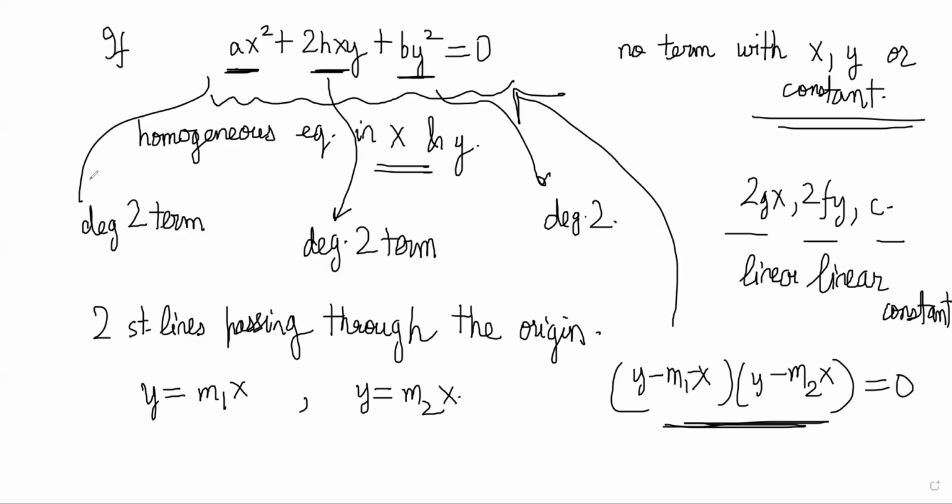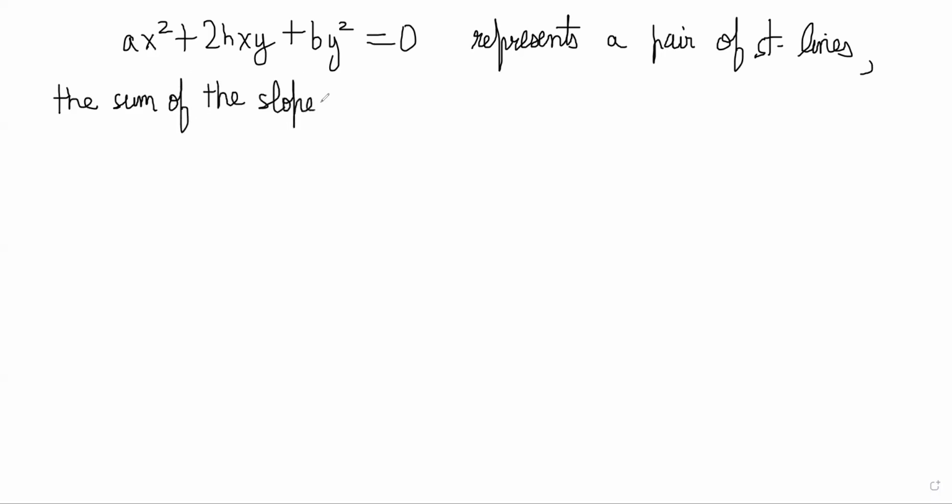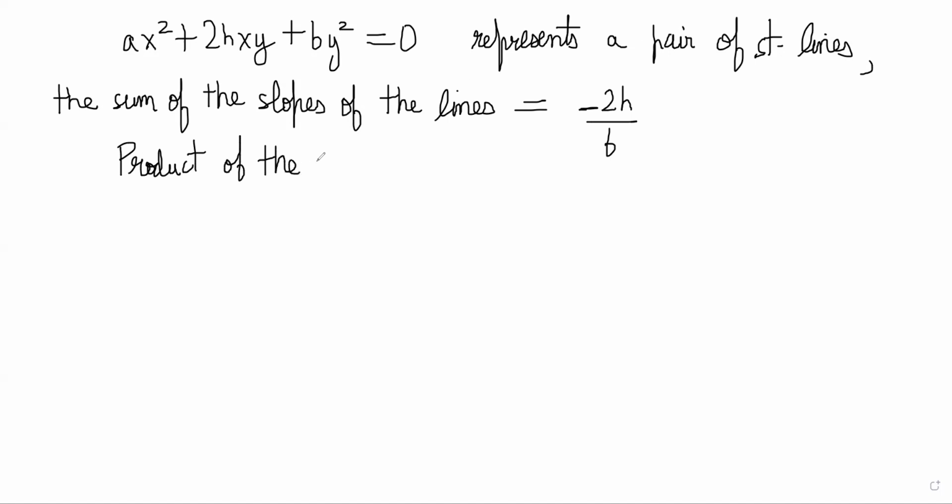So now we can easily see from here that if ax square plus 2hxy plus by square equals 0 represents a pair of straight lines, then the sum of the slopes of the lines is equal to minus of 2h by b, and the product of the slopes is equal to a by b.